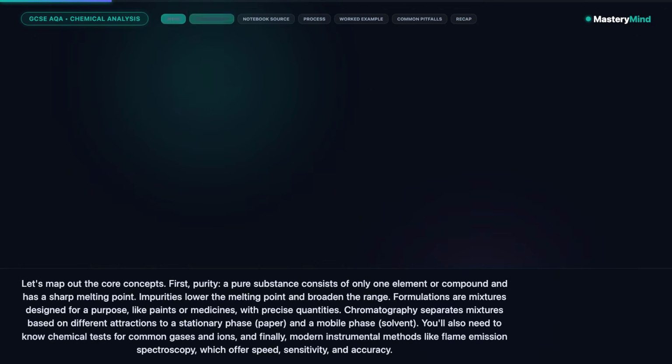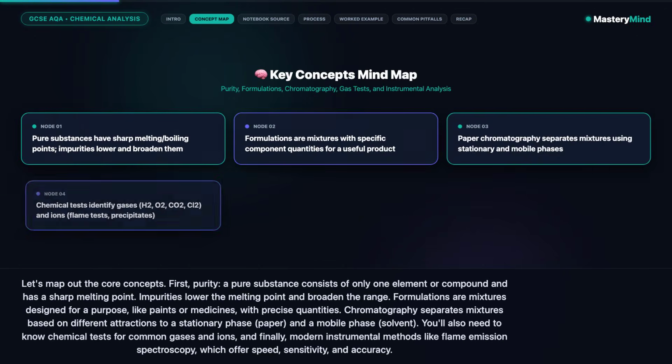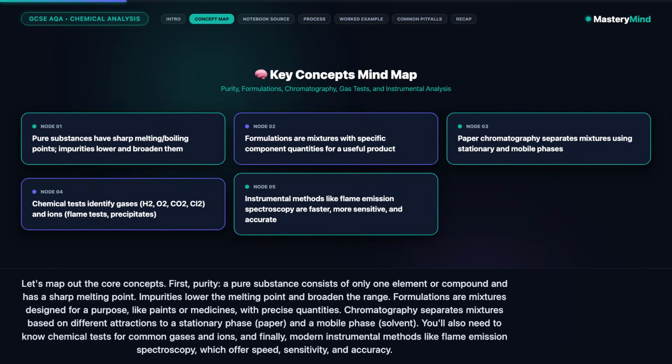Let's map out the core concepts. First, purity. A pure substance consists of only one element or compound and has a sharp melting point. Impurities lower the melting point and broaden the range. Formulations are mixtures designed for a purpose, like paints or medicines, with precise quantities. Chromatography separates mixtures based on different attractions to a stationary phase, paper, and a mobile phase, solvent. You'll also need to know chemical tests for common gases and ions, and finally, modern instrumental methods like flame emission spectroscopy, which offer speed, sensitivity, and accuracy.